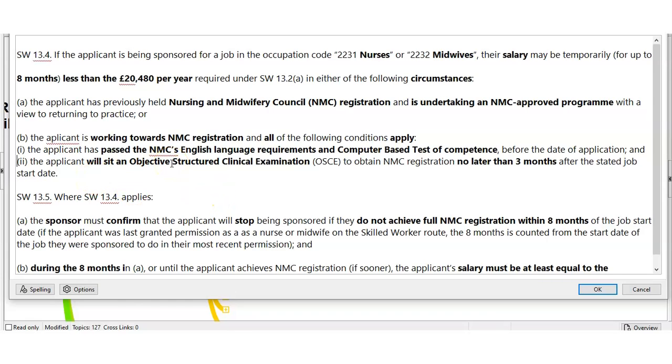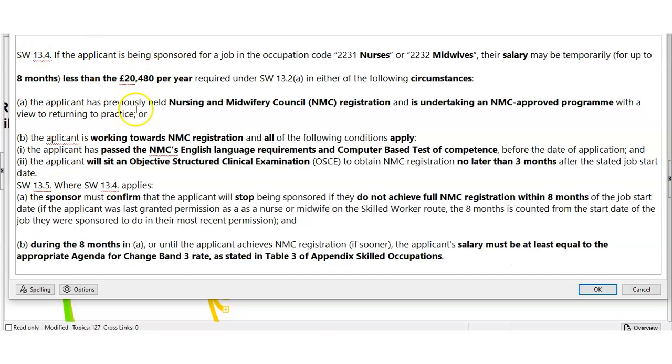and they will sit an objective structured clinical examination to obtain their Nursing and Midwifery Council registration no later than 3 months after the stated job offer starts. And if any of the above applies, they also expect the sponsor to confirm that they will stop sponsoring the applicants if they fail to achieve a full Nursing and Midwifery registration within 8 months.